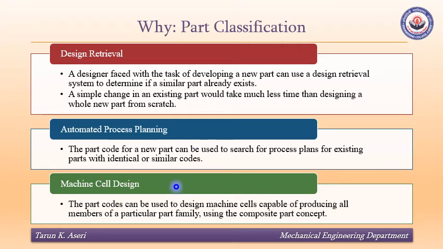Another benefit: with the help of group technology, by making part families, one can easily design the machine cell. The machine cell should be capable of producing all members of a particular part family, so that the process could be faster.